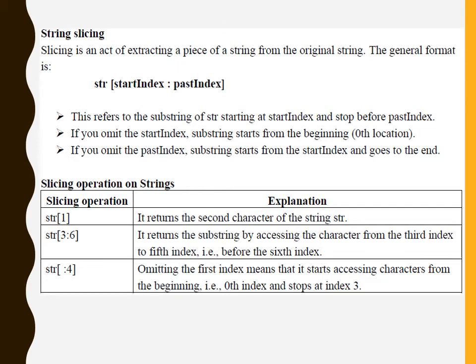You can see in the example str[1], it returns the second character of the string str. In the next example, it will start from the third index and go till the fifth, before the sixth index. If we are not giving the starting position, it will start from the 0th location till the third index value.